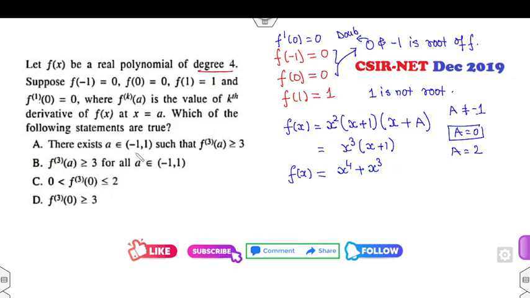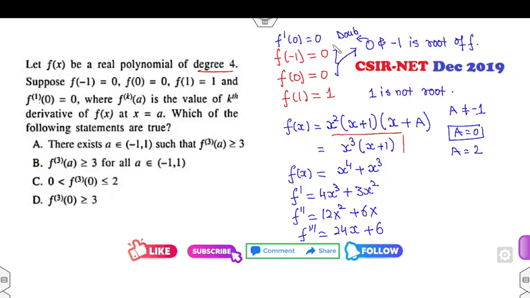Now look at the third derivative. Firstly, we find the derivatives. The first derivative is 4x cube plus 3x square. Second derivative, 12x square plus 6x. Third derivative, 24x plus 6. Clearly this function satisfies the given requirement. Now the option: there exists an a which lies between minus 1 to 1 so that the third derivative is greater than 6.